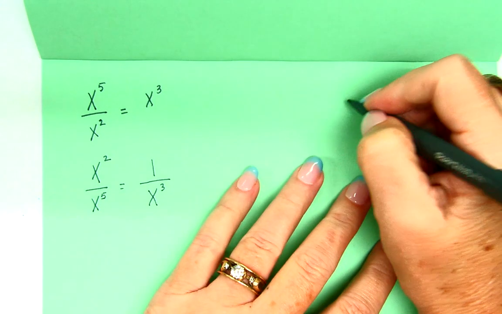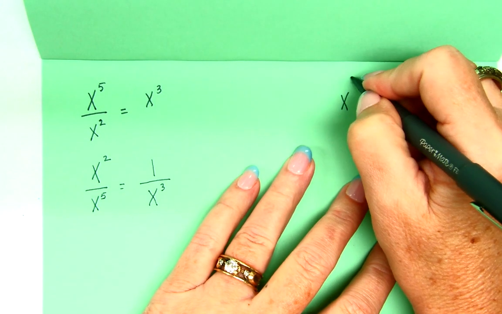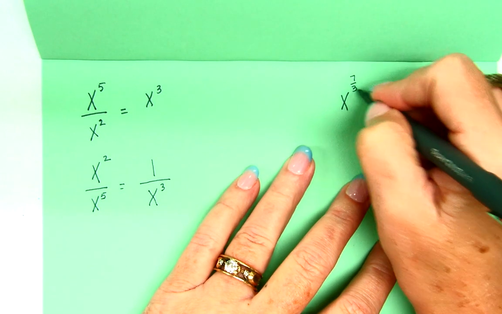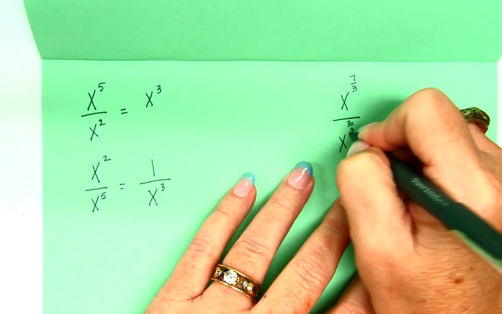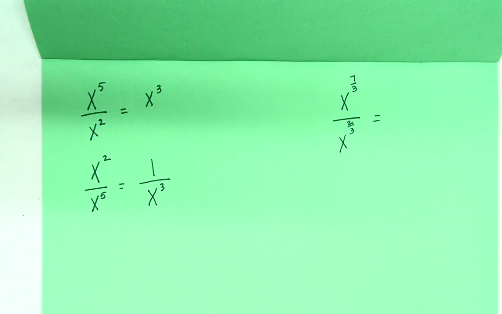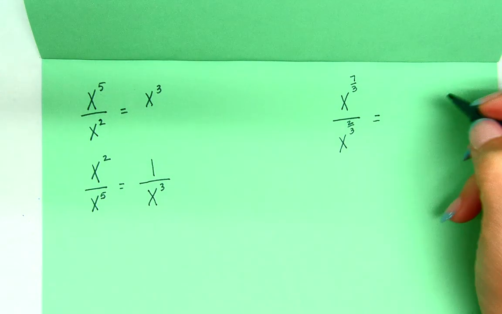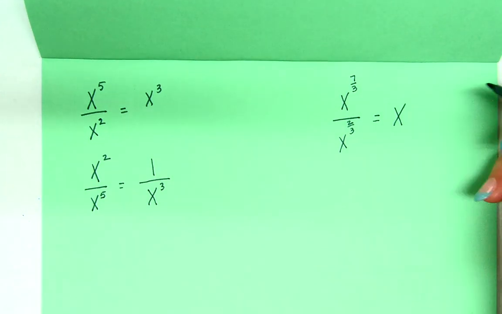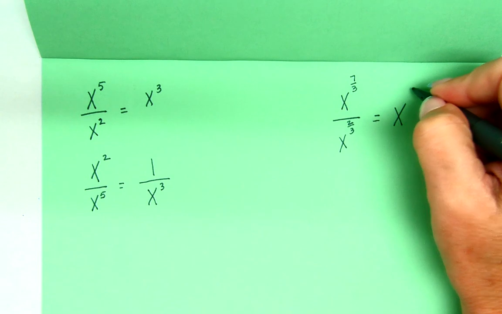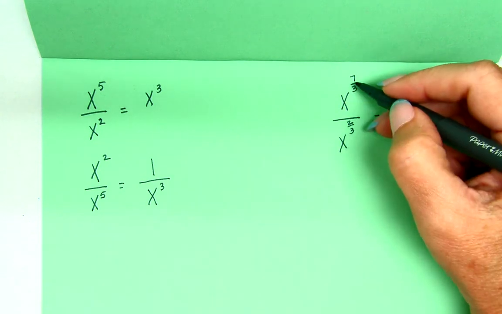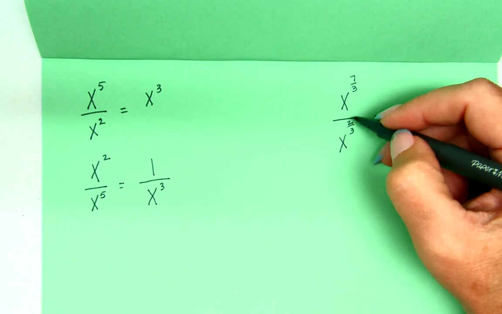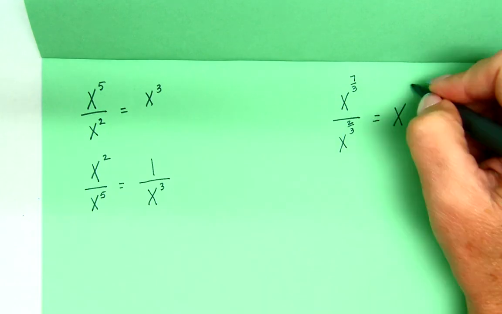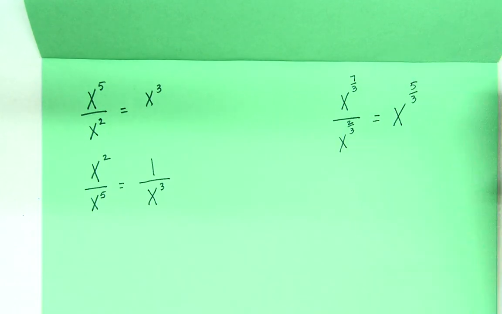Okay? So what about rational exponents? X to the 7/3 over x to the 2/3. What's that going to be? Yes, because how do we subtract exponents? Excuse me, how do we subtract fractions? Subtract the numerator, keep the denominator, right? Very good. 5/3.